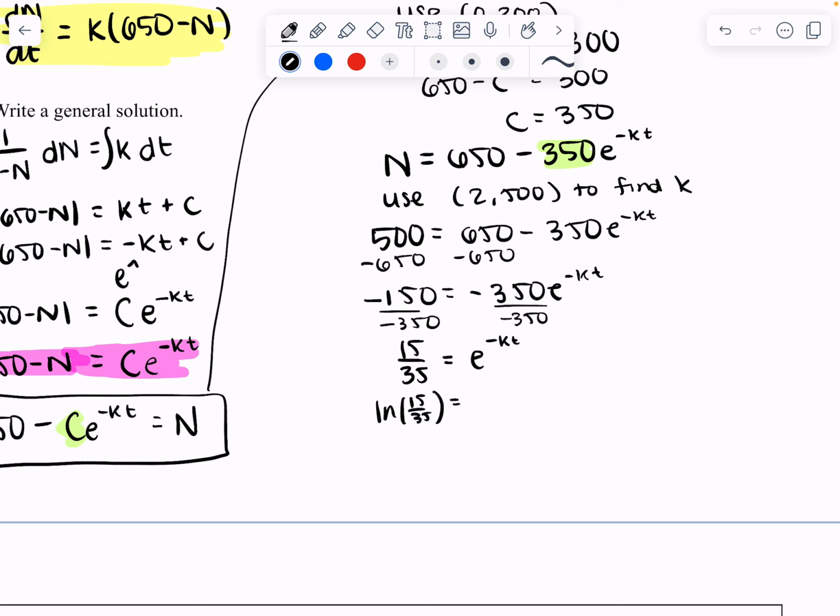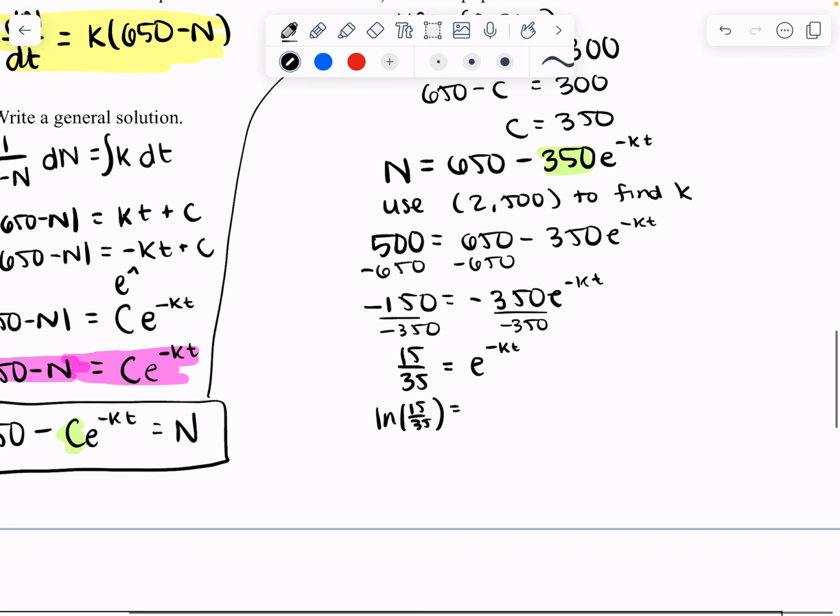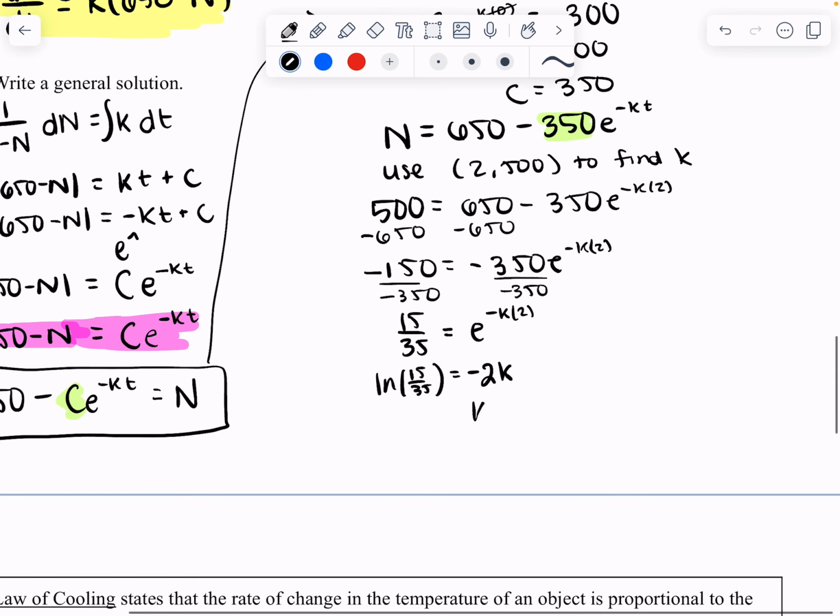and that natural log would bring out, oh my gosh, oopsies, hold on. In all of these, my t should be a 2, right? Because we're plugging in at time 2, we get 500, so we have a 2, a 2, a 2. Okay, so here now I have negative 2k. Divide by the negative 2. That's my exact value of k.